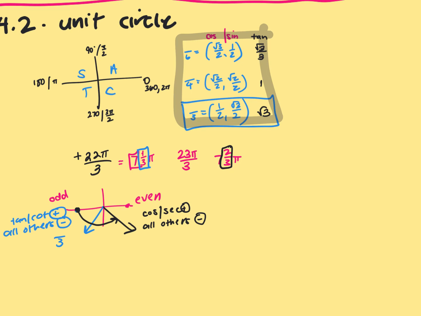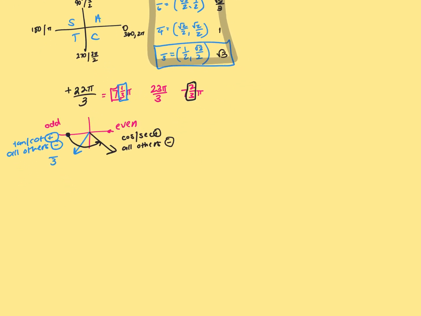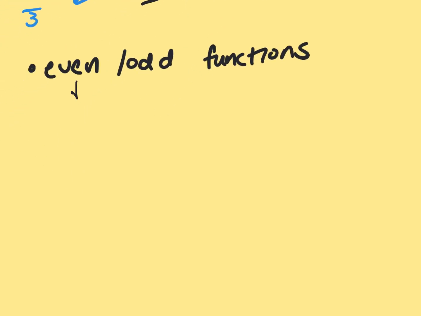Any other questions from the unit circle application of that unit circle? Even and odd, we're also in this section. Even, odd functions. Remember, we said even is just cosine and secant. Odd is all the others: sine, cosecant, tangent, and cotangent. What does even and odd mean?